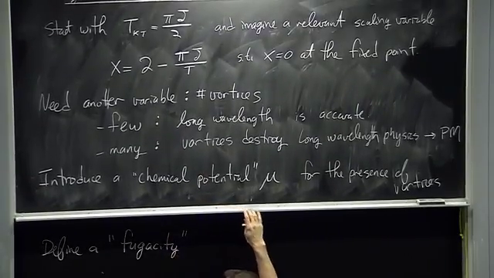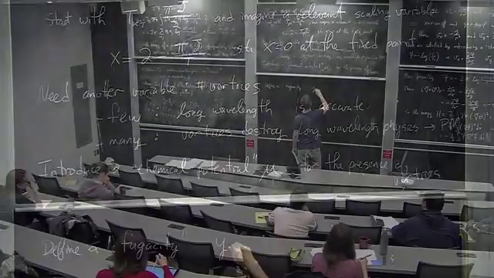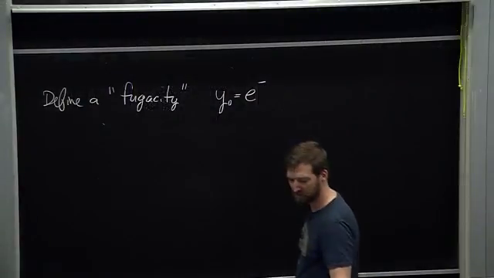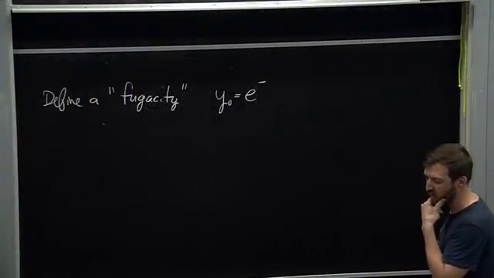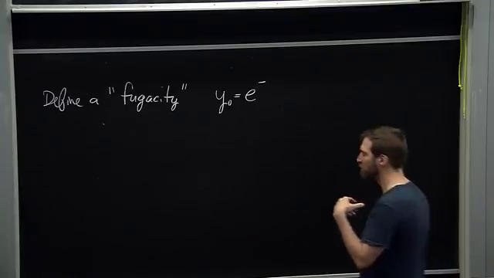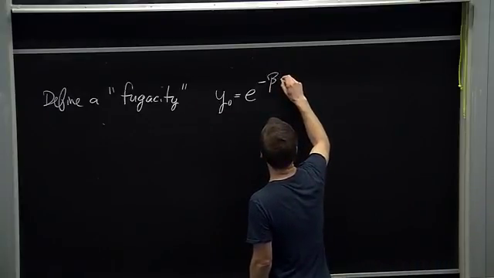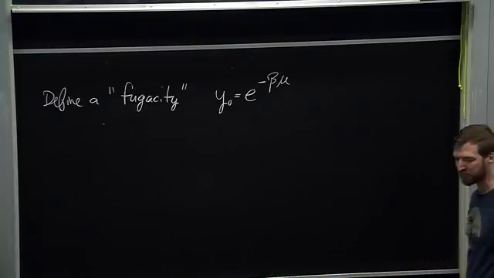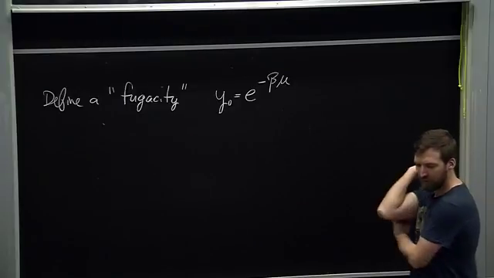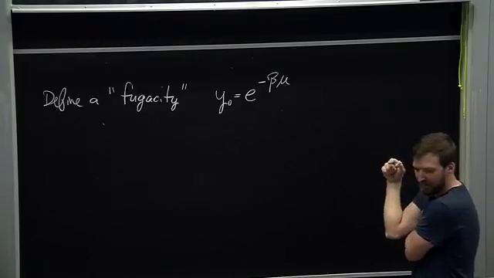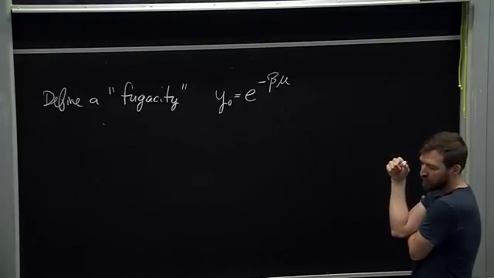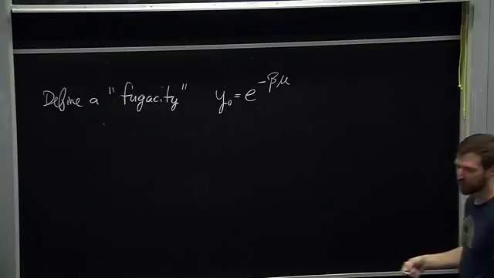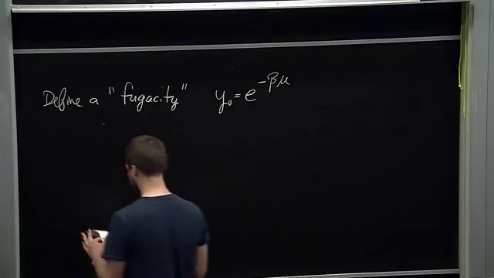Okay, so I'm going to call it y. Why not? e to the minus beta mu. I don't know what sign, it depends on your chemical potential. So small fugacity, with this sign, is large mu. And large mu means large chemical potential, so a large number of vortices.